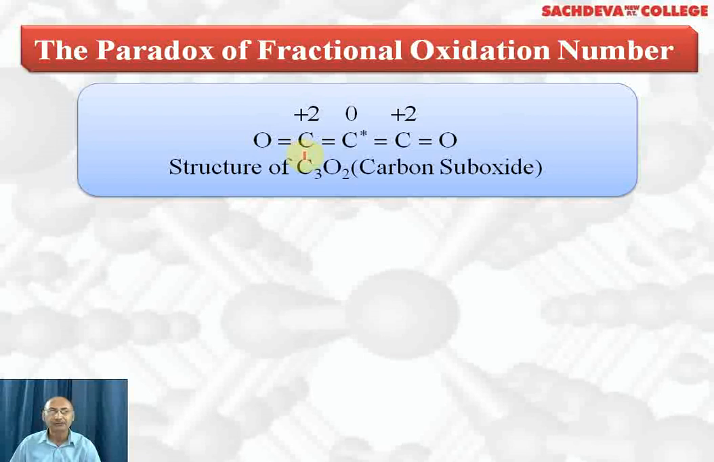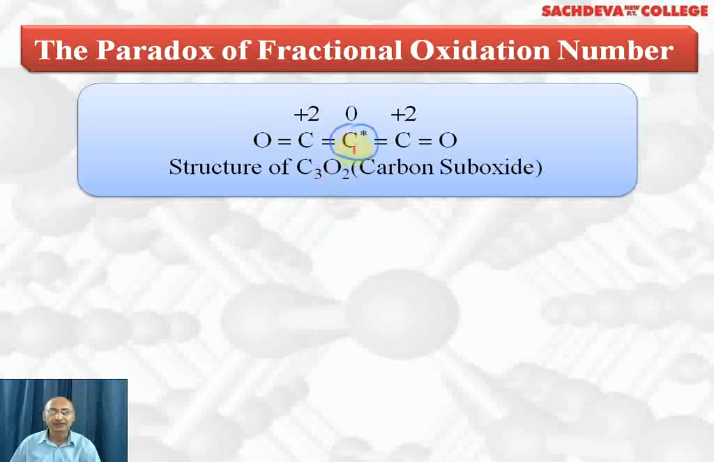Now if you calculate the oxidation number of carbon in this case, let's take the oxidation number of carbon as x. So you will get 3x minus 4 equal to 0. x will come out to be 4 by 3. That is, it is a fraction. Why it is a fraction, we are going to explain.